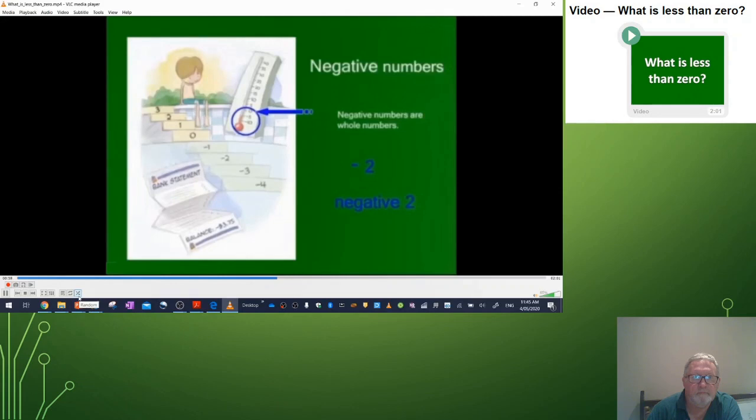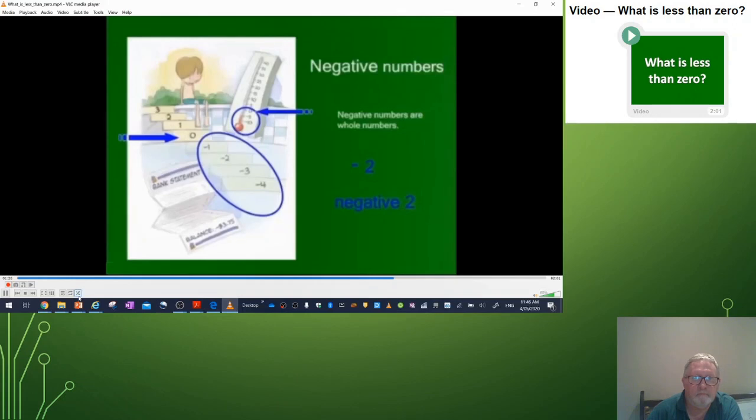Can you see the numbers less than 0 on the pool steps? Here is 0, and here are the numbers less than 0. What do you think these numbers mean? Does the 0 mean the pool is empty? No, it means that's where the level of the water comes to in the pool. The numbers less than 0 gives a measure of the depth of the water in the pool.